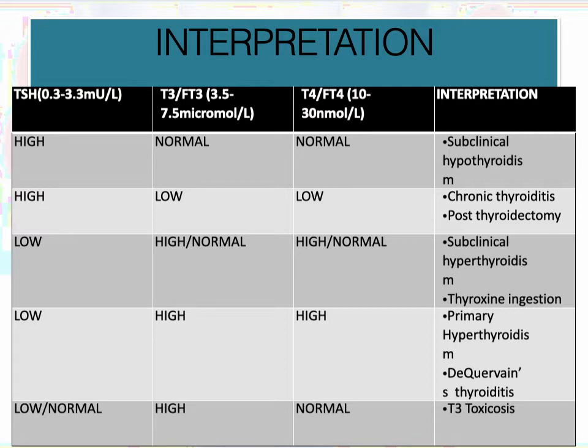Not difficult. Once you go through it, you will know how to interpret. But you have to remember one thing. TSH increased, T3, T4 are low. If T3, T4 are increased, TSH is low. It's vice versa.